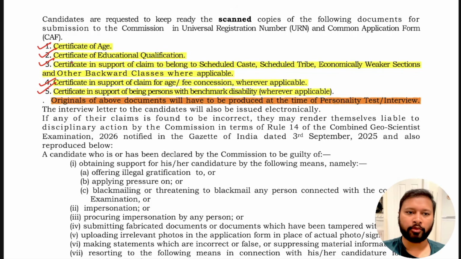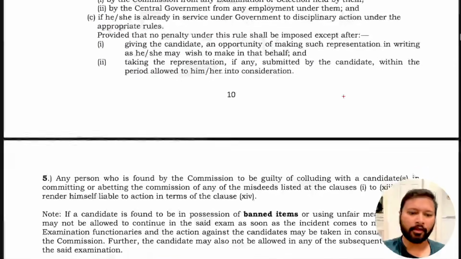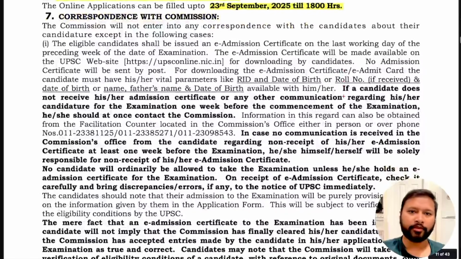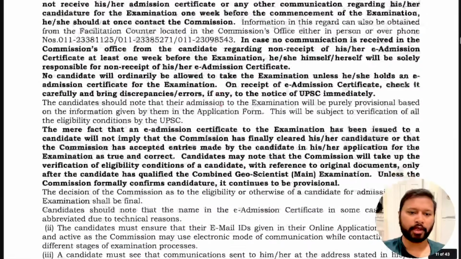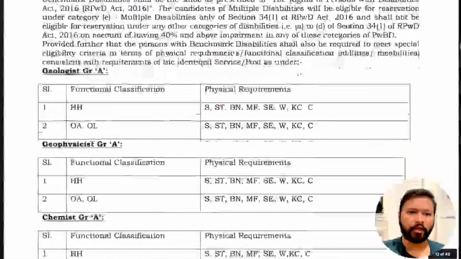So you need to provide all these certificates. One very important point, which I have marked in a different color here, is that the original of the above documents will have to be produced at the time of personal interview. So you need to bring all the original documents at the time of personal interview. Okay. All right. The last date of submission is 23rd of September. I have already told you, right?